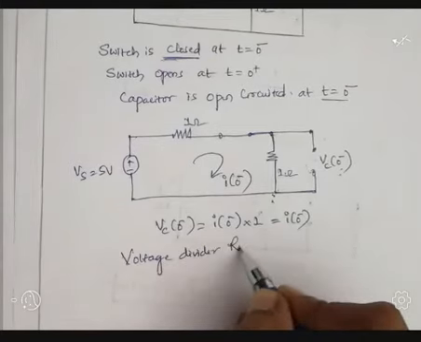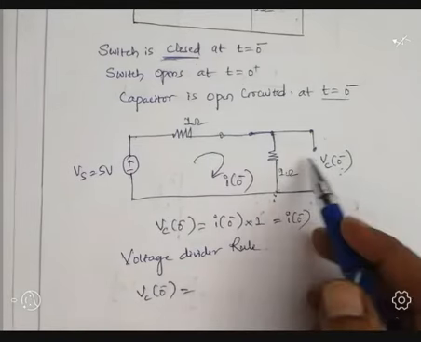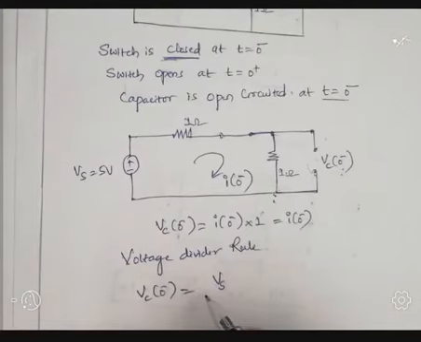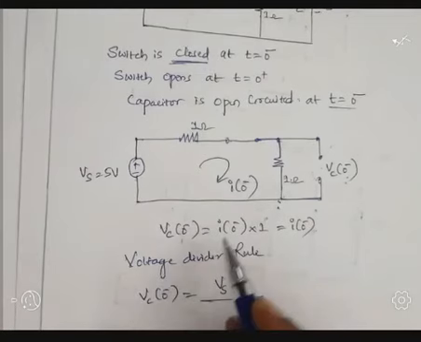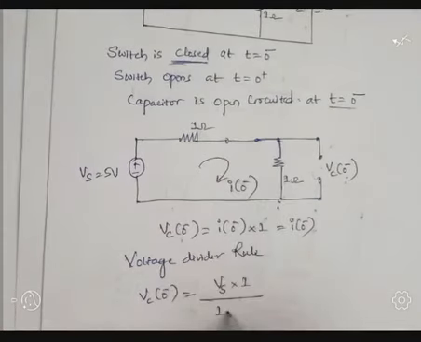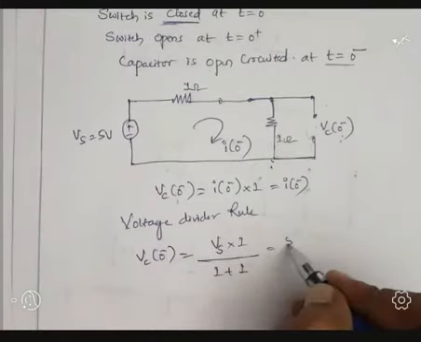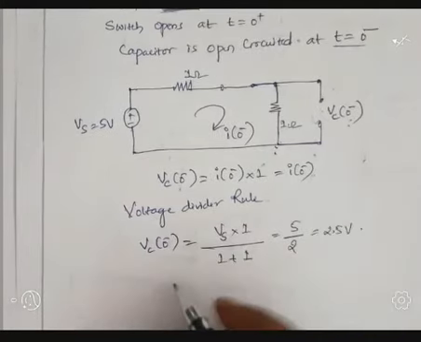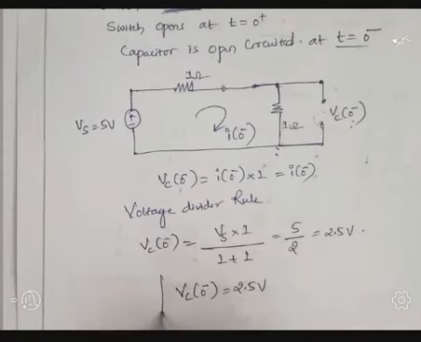Now calculate the voltage: Vc of 0 minus equal to Vs multiplied by this 1 ohm resistance divided by 1 ohm plus 1 ohm. Simplify. Vs is given, that is 5 volt, so 5 divided by 2, which is 2.5 volt. Hence we calculated Vc of 0 minus equal to 2.5 volt. Once again, recall the points.